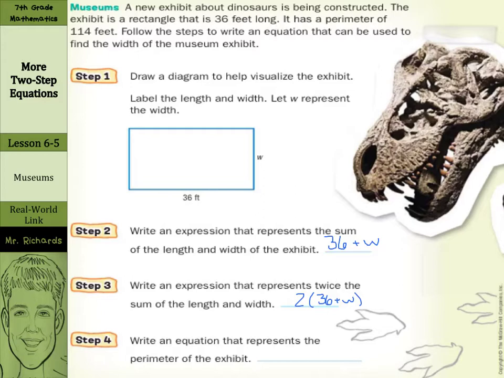Well, for this, we have 114 feet. And 2 times the length and the width is the perimeter. So we can say, okay, 2 times the quantity 36 plus W, that's the perimeter, equals 114, also the perimeter. So 2 times the quantity 36 plus W equals 114 is an equation we can solve to find the width of the exhibit. And we'll learn how to solve equations like this today.